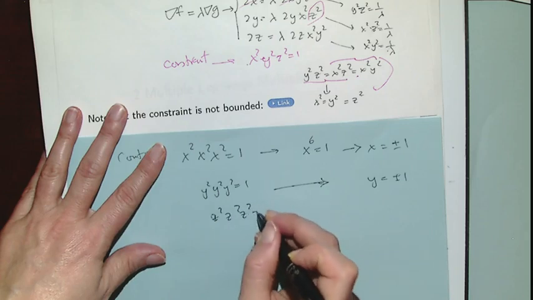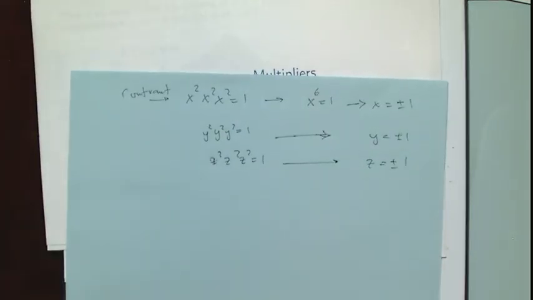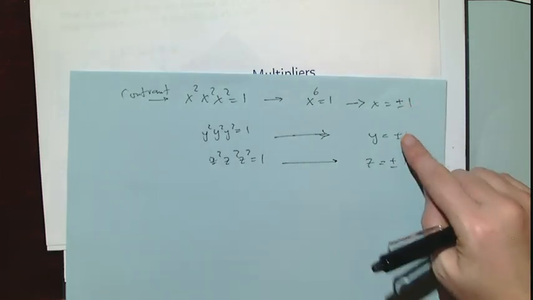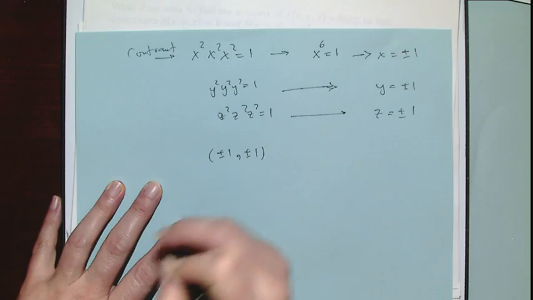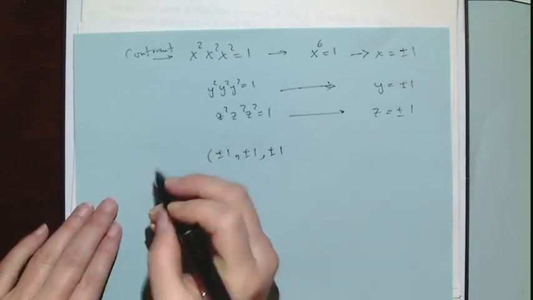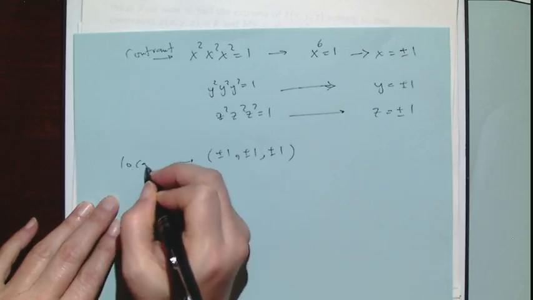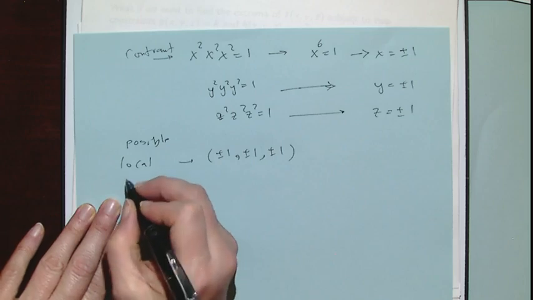I'm writing it up because you will get it soon enough, but the first time I won't write all of them up. Fair game? So how many points do I have? 8? 2 times 2 times 2, 8 points. Plus minus 1, plus minus 1, plus minus 1.